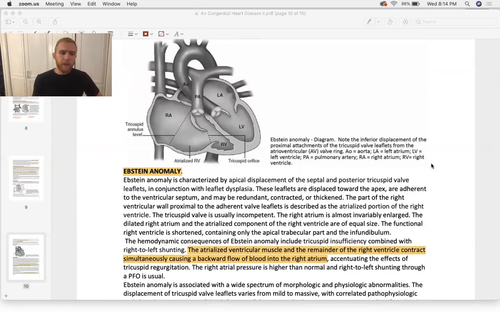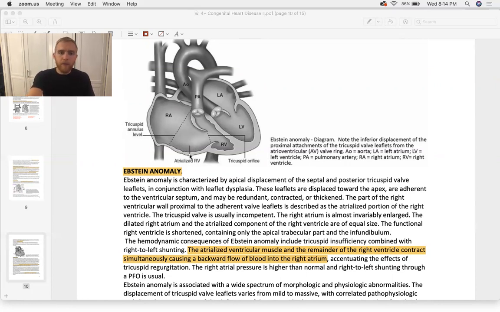What's going on with Ebstein anomaly is atrialization of the right ventricle. That's it in one statement. And if you can understand what that is, you'll understand Ebstein's anomaly. And what that means is that the atrialized right ventricle contracts during systole, right?